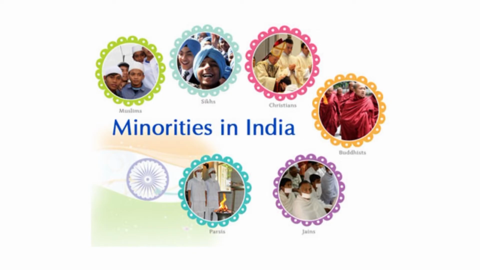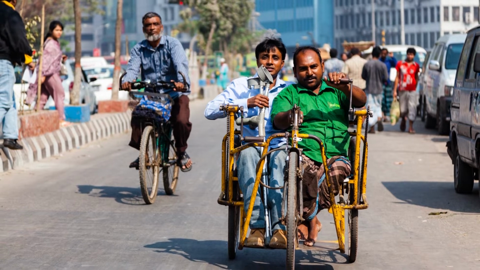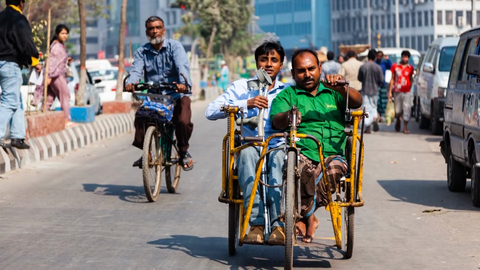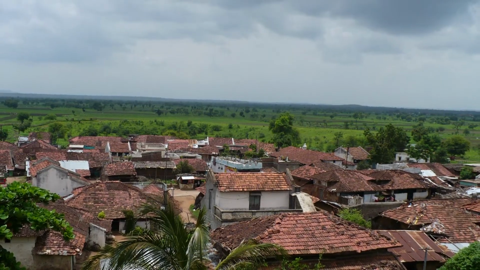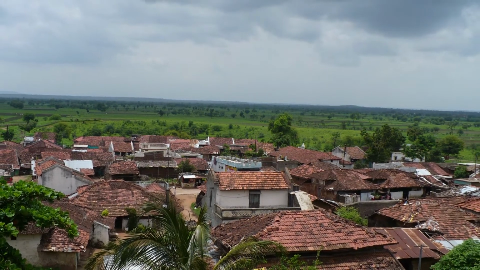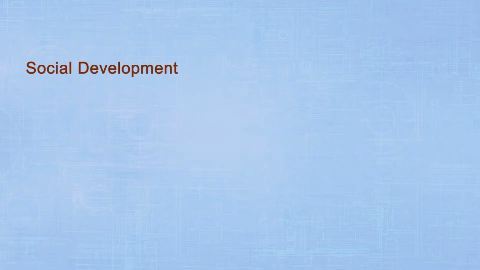Ethnic minorities, people living with disabilities and those in isolated rural locations experience individual and structural disadvantages, which restrict their ability to realize all their rights and human development. Now, let us study the definition of social development.